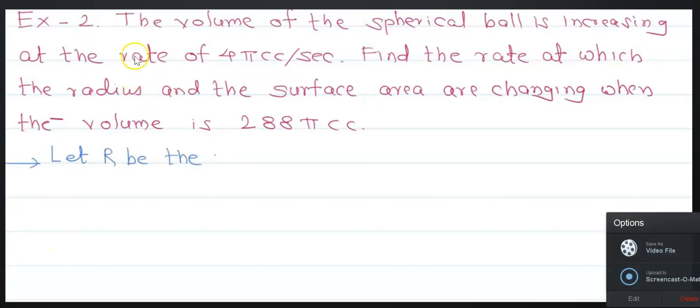Now see this problem again. Read the problem very carefully. The volume of a spherical ball is increasing at the rate of 4 pi, that is, we have given dV upon dt. Find the rate at which the radius is changing, means we want to find out dr upon dt. Also we want to find out the surface area changing, that is, dS upon dt. That's what we want to find, when the volume is 288 pi cubic centimeter. Now let us start.